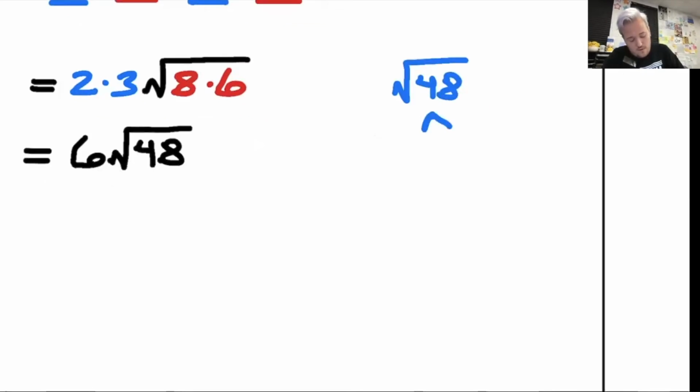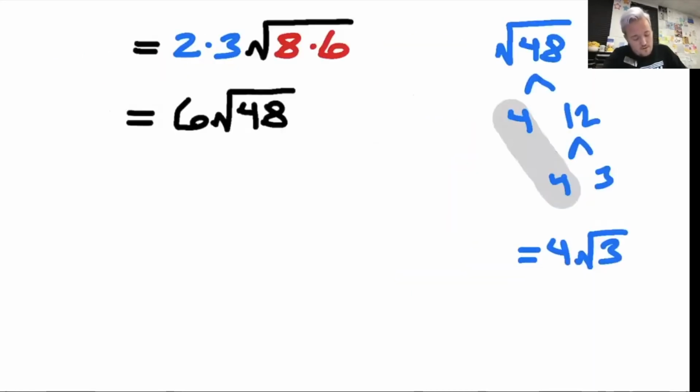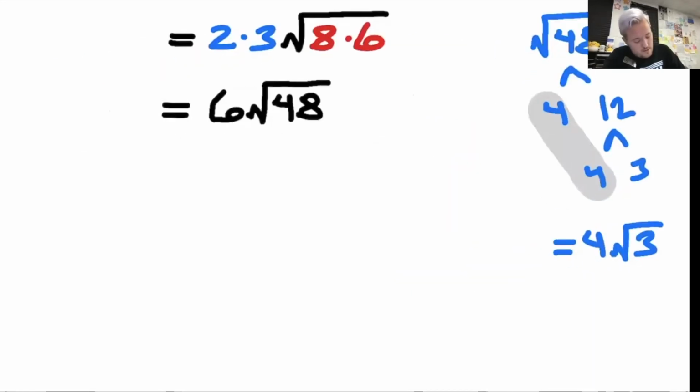All right, so 48, you can use 4 and 12, and then 4 and 3, and I have a pair of 4s here. So this is going to be 4 root 3. All right, so over here, I'm going to replace the square root of 48.